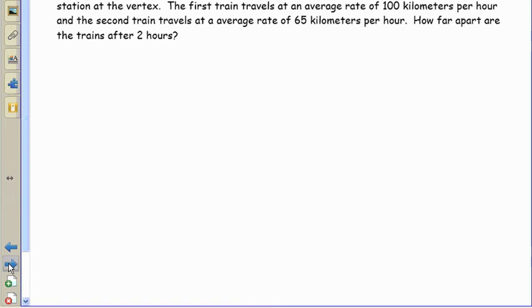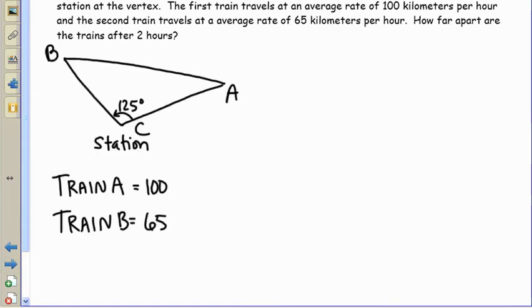So now I would challenge you guys to pause the video here and take a second to see if you can make a picture of this and see if you can work it out, and then unpause it and I'll show you the answer. So here's our picture so far. We have our station, and it says the two trains leave the station on different tracks, and they make an angle of 125 degrees with the station at the vertex. So that's why this picture looks like this.